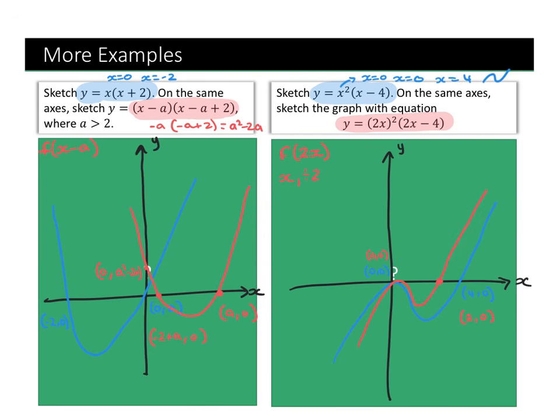And now this point is my 2, 0. This point is still 2, 0. But can we see we've just squashed it? Okay?